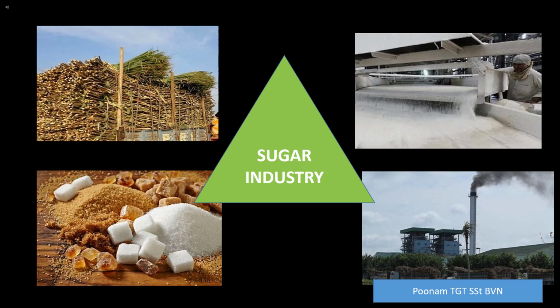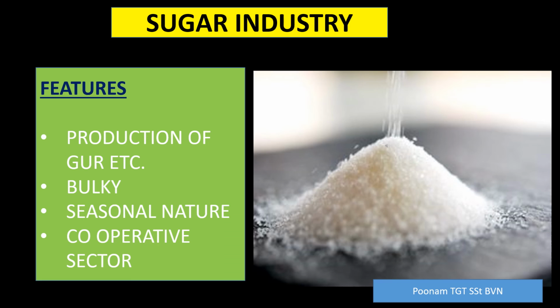Sugar industry is also an example of agro-based industry. India stands second as a world producer of sugar. Let us understand the features of the sugar industry. India occupies the first place in the production of gur and khandsari. The raw material used in this industry is bulky in nature. This industry is seasonal in nature, so it is ideally suited to the cooperative sector.